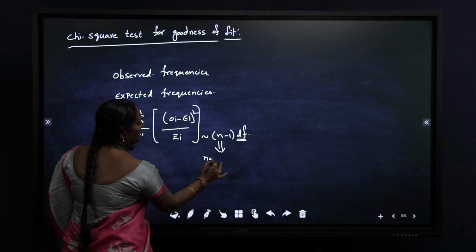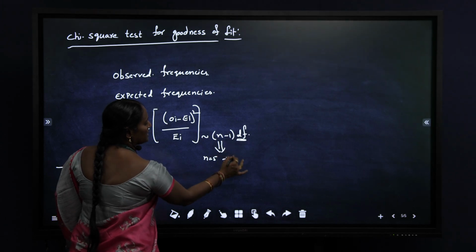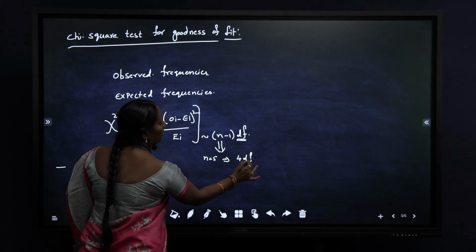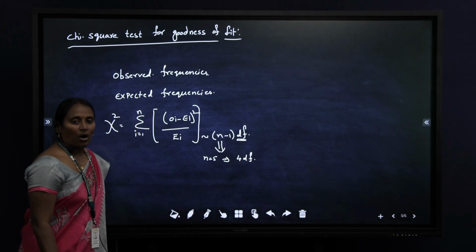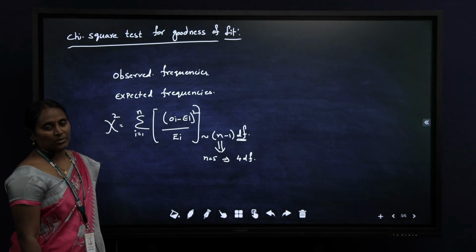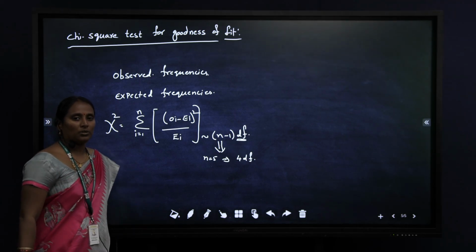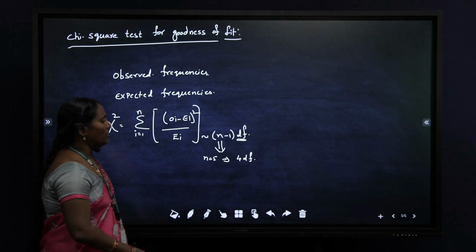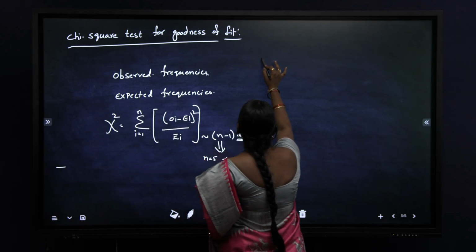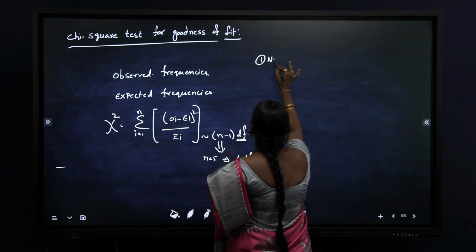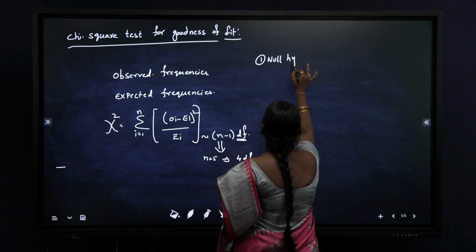It means the given problem contains n equals 5. So n minus 1 means we have to follow the table value of 4 degrees of freedom at 5 or 1% level of significance. We have to conclude whether this test is suitable or not. Now, here we are going to find out by using the 5-step process of testing of hypothesis.